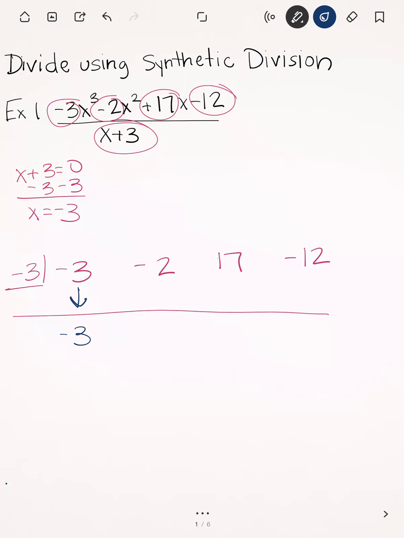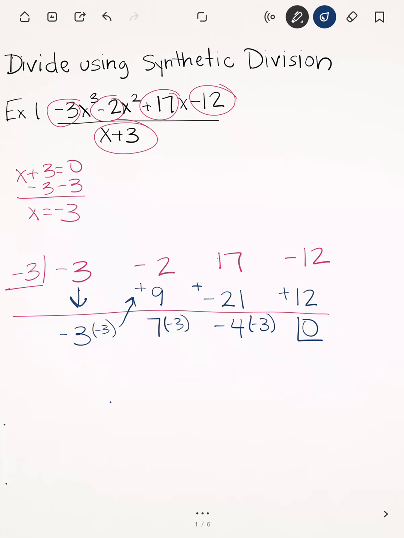When I multiply, I do negative 3 times negative 3, and I get 9, and that goes above the line. Then I add negative 2 plus 9, which is a positive 7. Again, I multiply by negative 3. 7 times negative 3 is negative 21. I add down: 17 plus negative 21 is negative 4. Again, I multiply by negative 3. Negative 4 times negative 3 gives me positive 12. I add down: negative 12 plus 12 is 0.